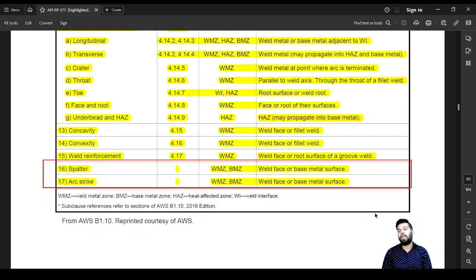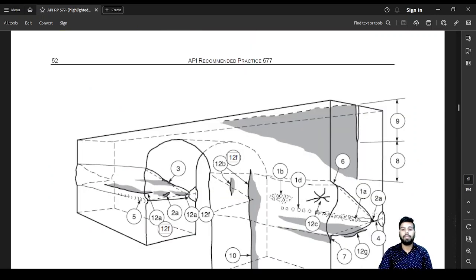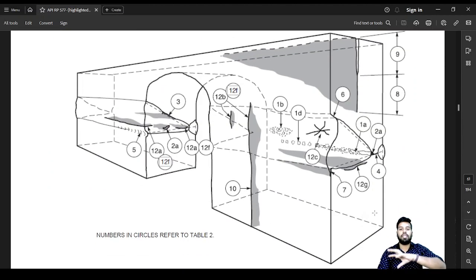Spatter can be anywhere. It can be weld metal zone or base metal, anywhere it can be. Arc strike also can be at any location. So this is a possible distribution of discontinuities for butt welding. So here you are able to see what kind of discontinuity there is and what are some probable locations of those discontinuities in a weldment.